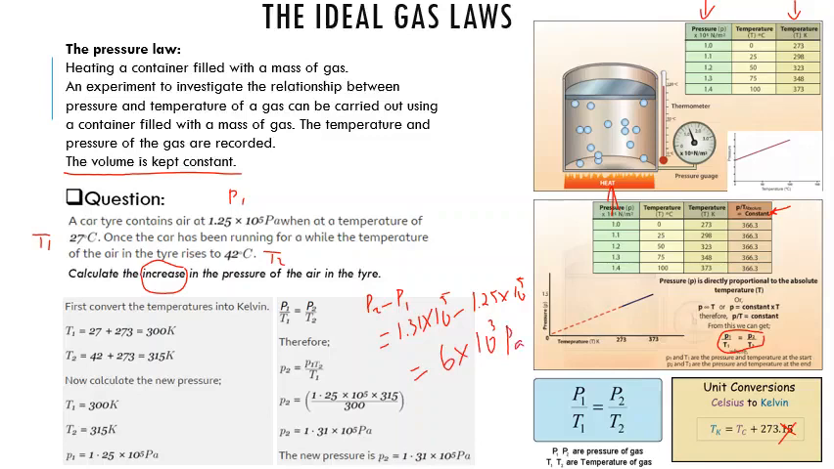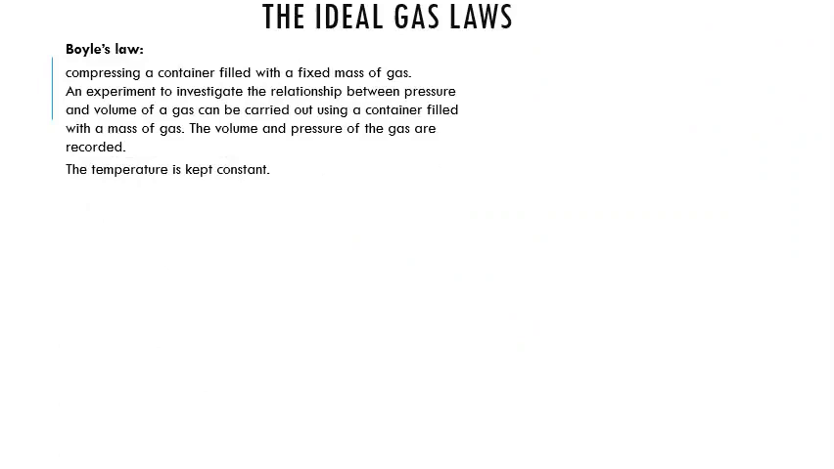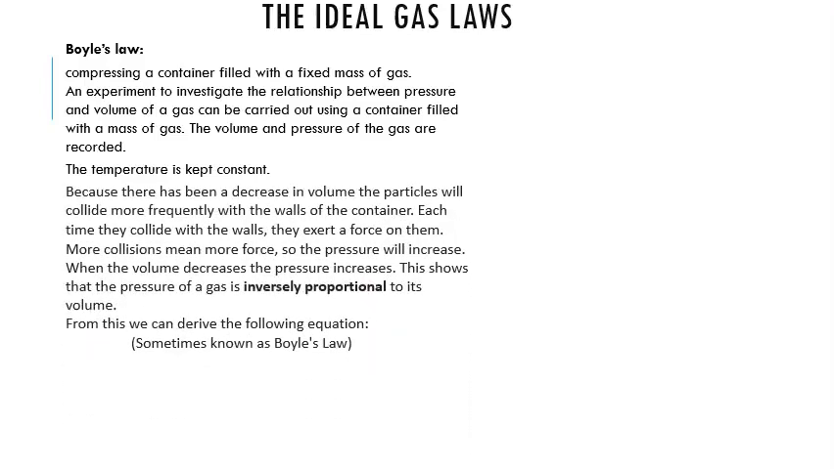So that's basically about the pressure law. Now, the second law that we have to talk about is Boyle's law. Boyle's law is the relationship between pressure and volume. We know that to do this, the control variable here is temperature, in addition to the amount of gas particles.